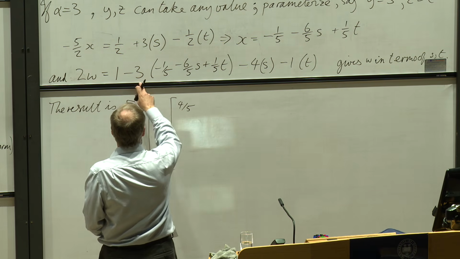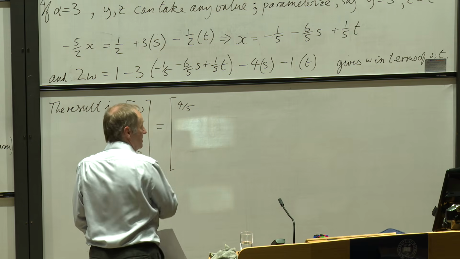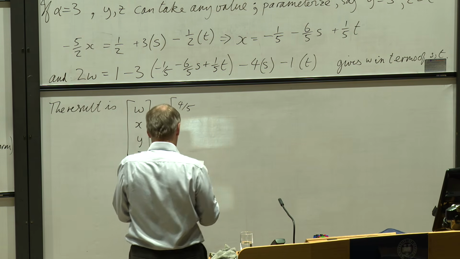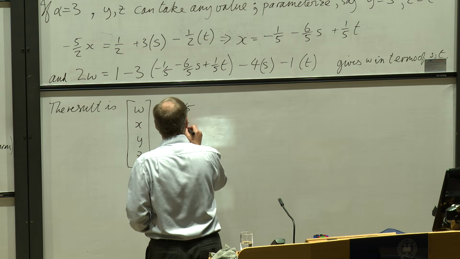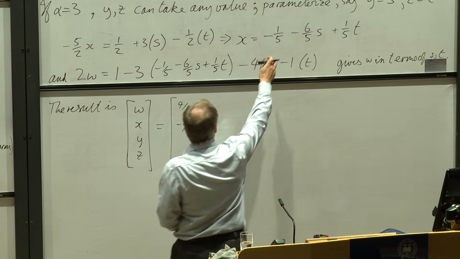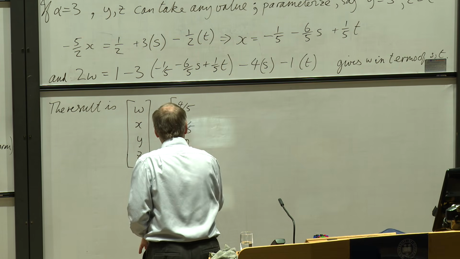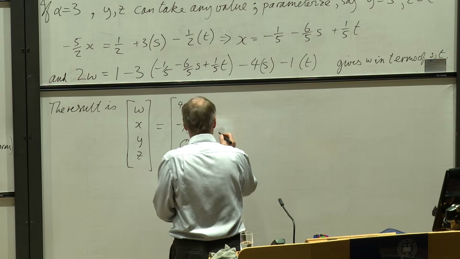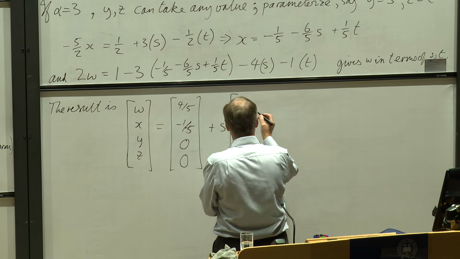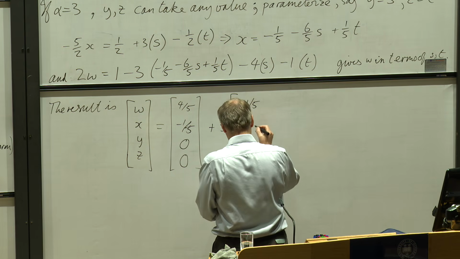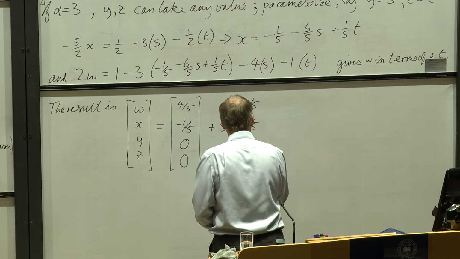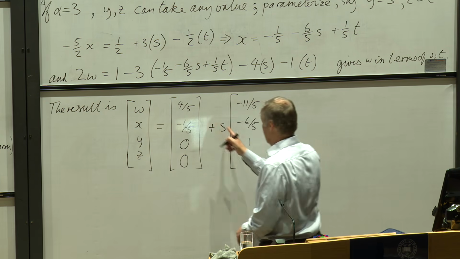Because this is 1 plus 3/5, that's 8/5, and you've got to divide by 2. Minus a fifth. Oh, that's this guy here. And 0 plus s times the vector minus 11 over 5, minus 6 over 5, and 1 and 0. So this just says y is equal to s at this stage.